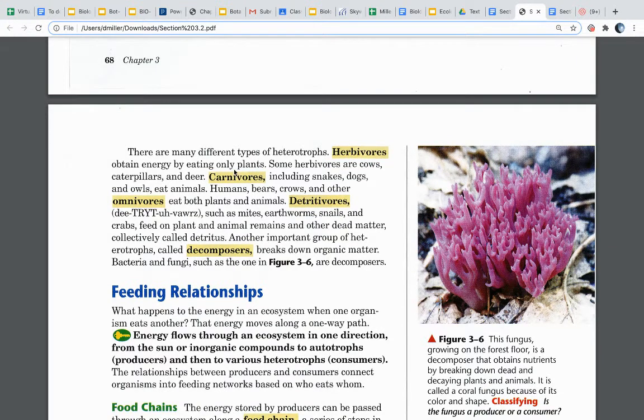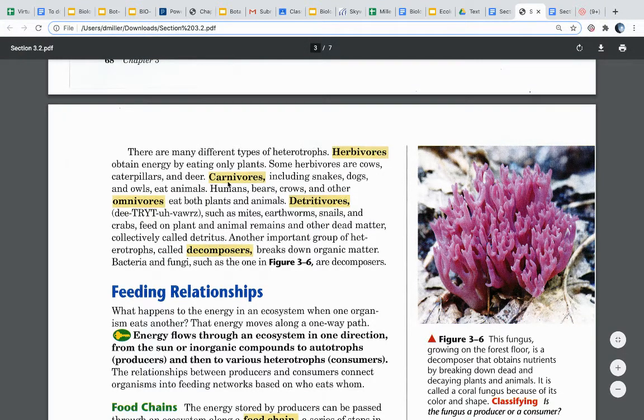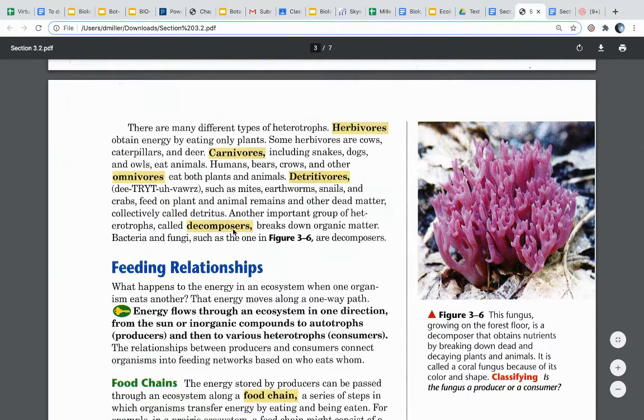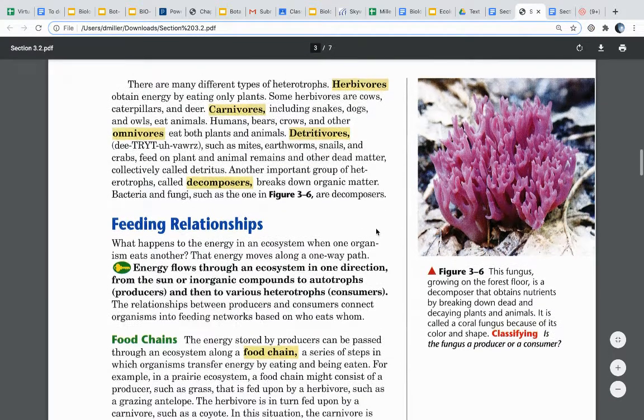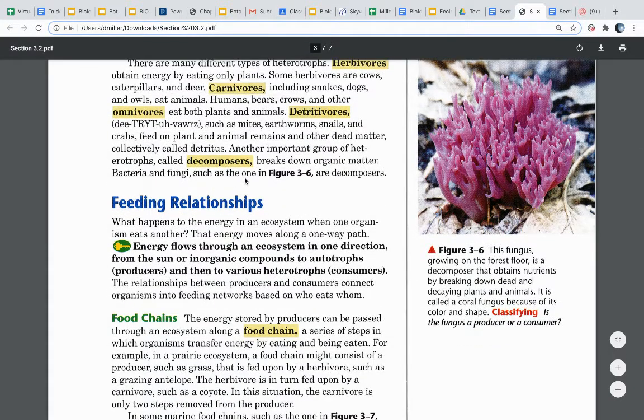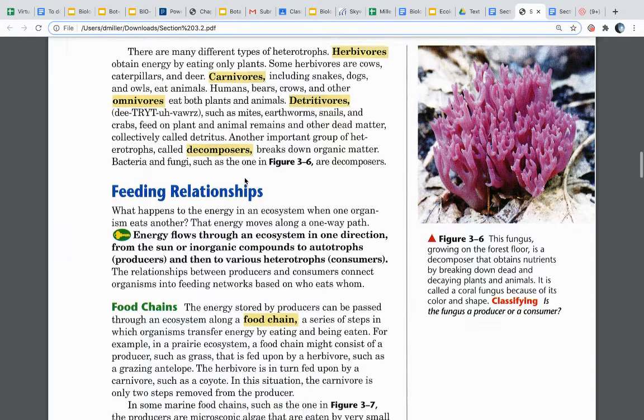Herbivores obtain energy by eating only plants. Some herbivores are cows, caterpillars, and deer. Carnivores, including snakes, dogs, and owls, eat animals. Humans, bears, crows, and other omnivores eat both plants and animals. Detritivores, such as mites, earthworms, snails, and crabs, feed on plant and animal remains and other dead matter, collectively called detritus. Another important group of heterotrophs, called decomposers, breaks down organic matter. Bacteria and fungi, such as the one in Figure 3.6, are decomposers.